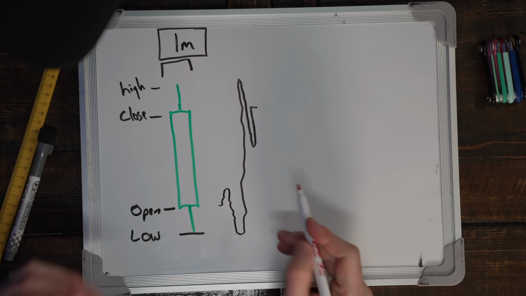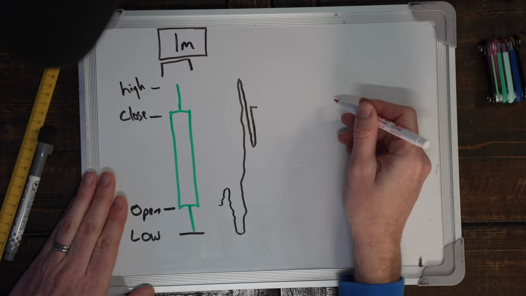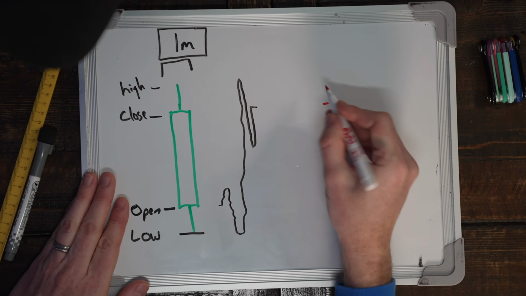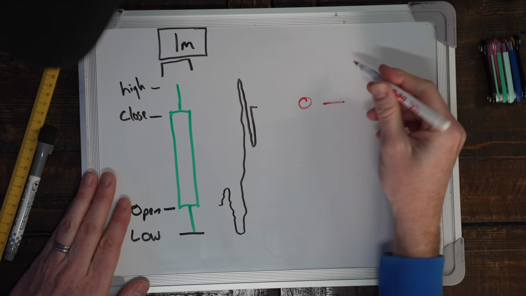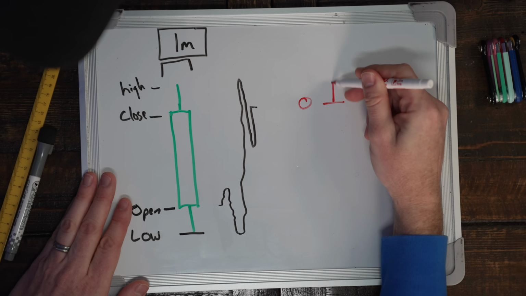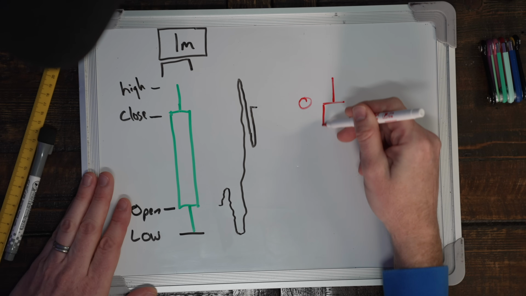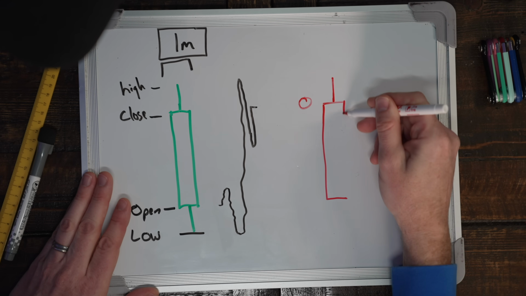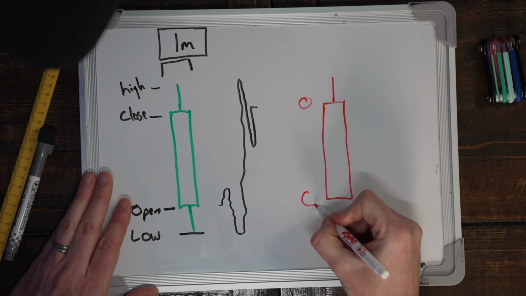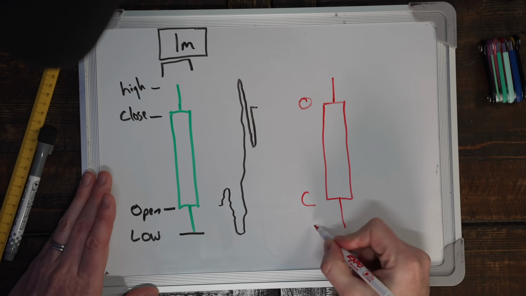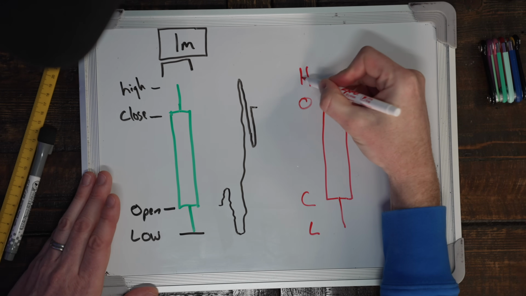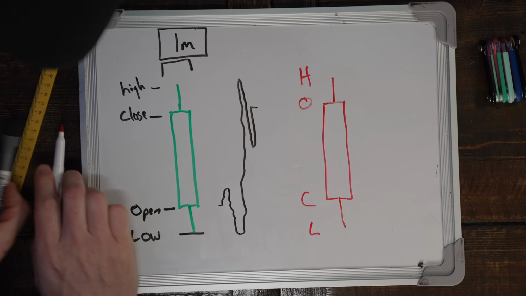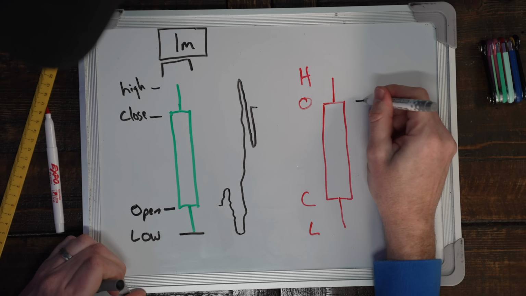Now a red candle, essentially the same thing happens, except that we open at the top. We open up here, and then there's the high, and then this is the body of the candle, which connects the open and the close. That's the close, and then this is the low. So we've got the open, the close, the high, and the low. So you have the same thing. The only difference is that we opened at the top.